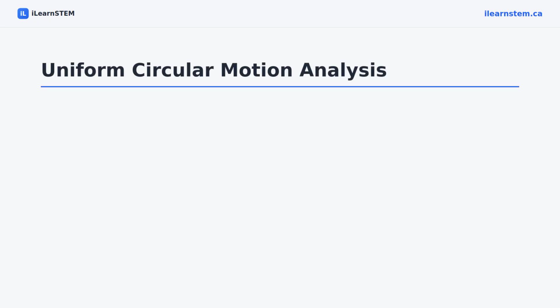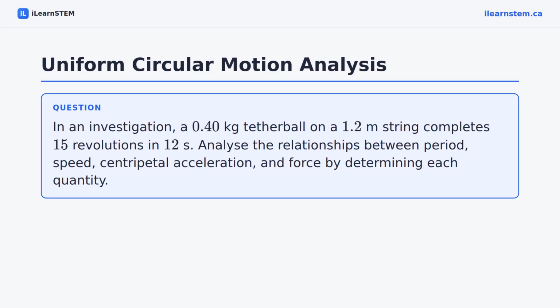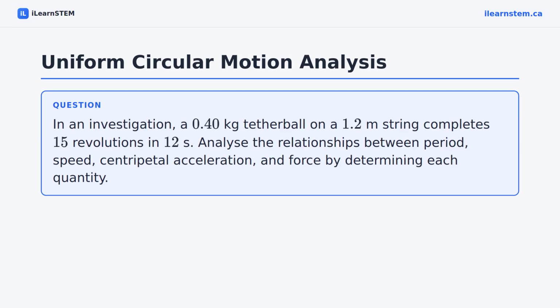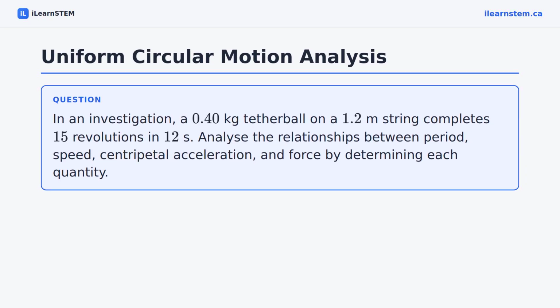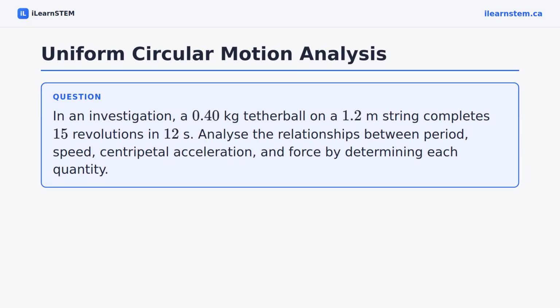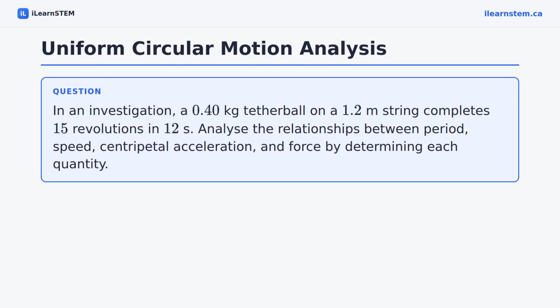We'll practice analyzing uniform circular motion by finding period, speed, centripetal acceleration, and force. Here's the problem. In an investigation, a 0.40 kilogram tetherball on a 1.2 meter string completes 15 revolutions in 12 seconds. Analyze the relationships between period, speed, centripetal acceleration, and force by determining each quantity.